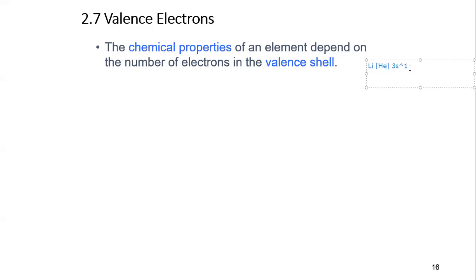Whereas, for example, if I did phosphorus, phosphorus would be neon 3s2 3p3. So here for phosphorus, the highest energy level is 3, and we have both a 3s and a 3p. So you have to include them both for valence electrons. So phosphorus would have 5 valence electrons. If we look at one more, let's say we look at selenium.